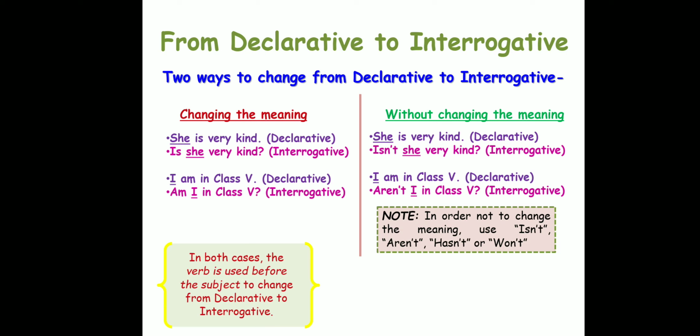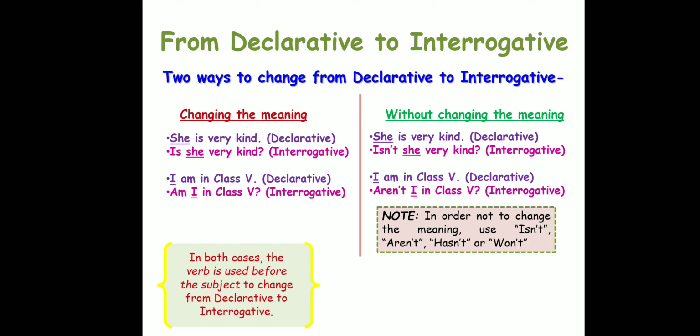In both cases, changing the meaning or without changing the meaning, the verb is used before the subject to change the declarative to interrogative. Alright, so this is another thing that you have to know here, that whenever you are changing from a declarative sentence to an interrogative sentence, the verb is used before the subject. Verb goes first, then comes the subject. So she is very kind. She is the subject, is the verb. So see, it is becoming is she very kind. So verb is going first and then the subject.